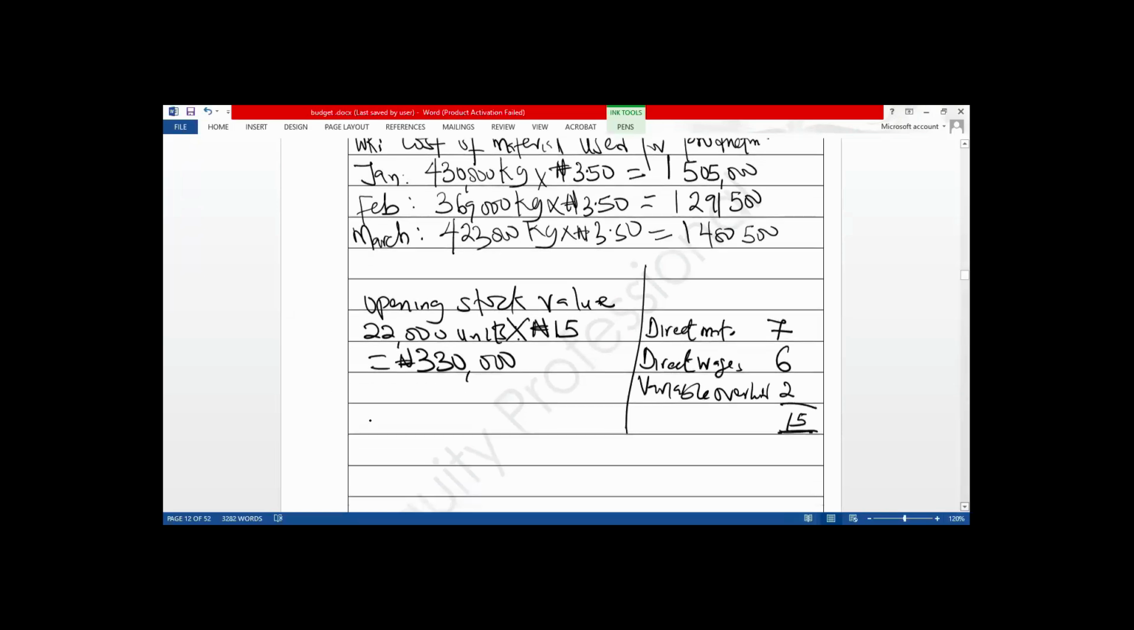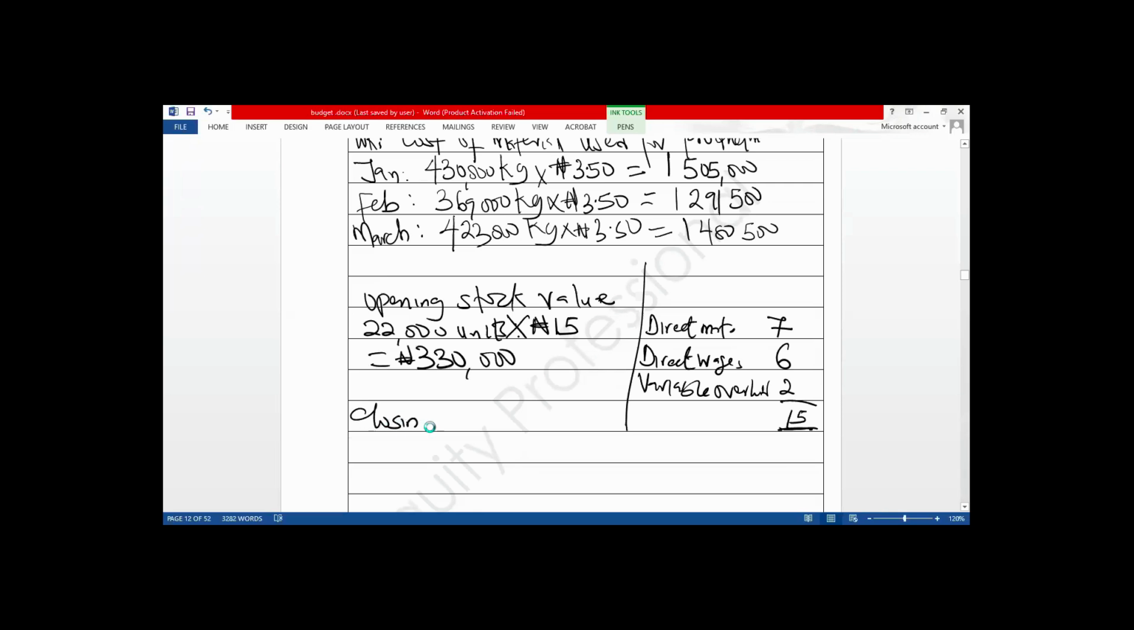Your closing stock, the closing is at end of March. As at end of March, we have 33,000 units closing stock. The cost per unit, or price per unit, is 15 naira. Please value your closing stock. That will give you 495,000. You can now return to your computation.